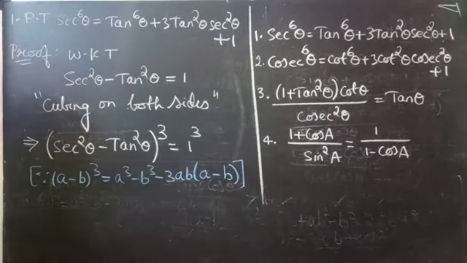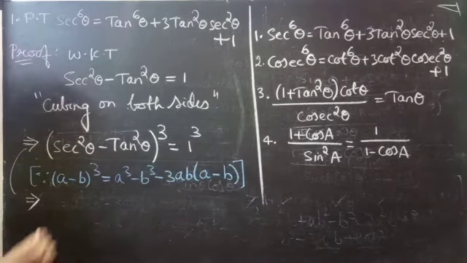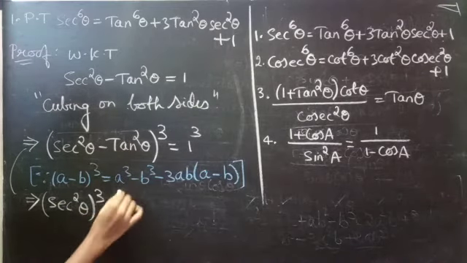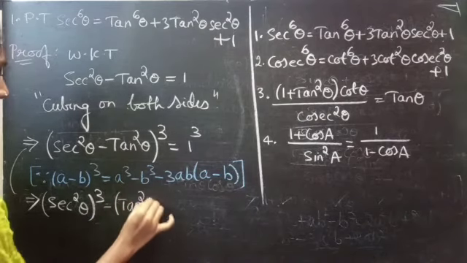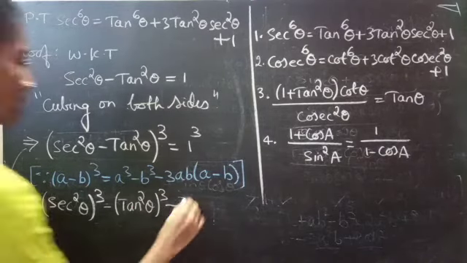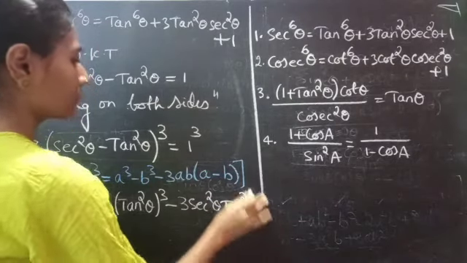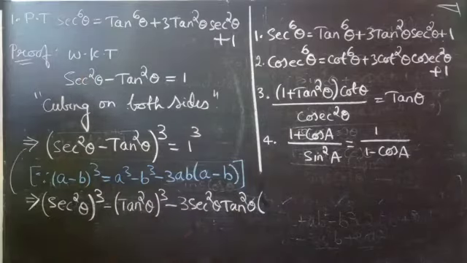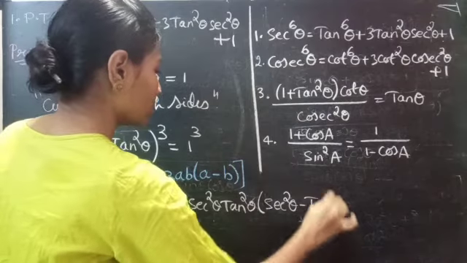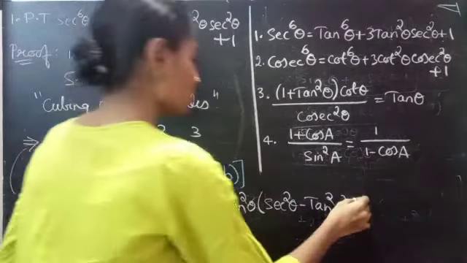Good. So now this becomes a cube, secant square theta whole cube, minus b cube, tan square theta whole cube, minus 3 into a into b, that is secant square theta into tan square theta, into a minus b, secant square theta minus tan square theta, equals to 1 cube. 1 cube is again 1.